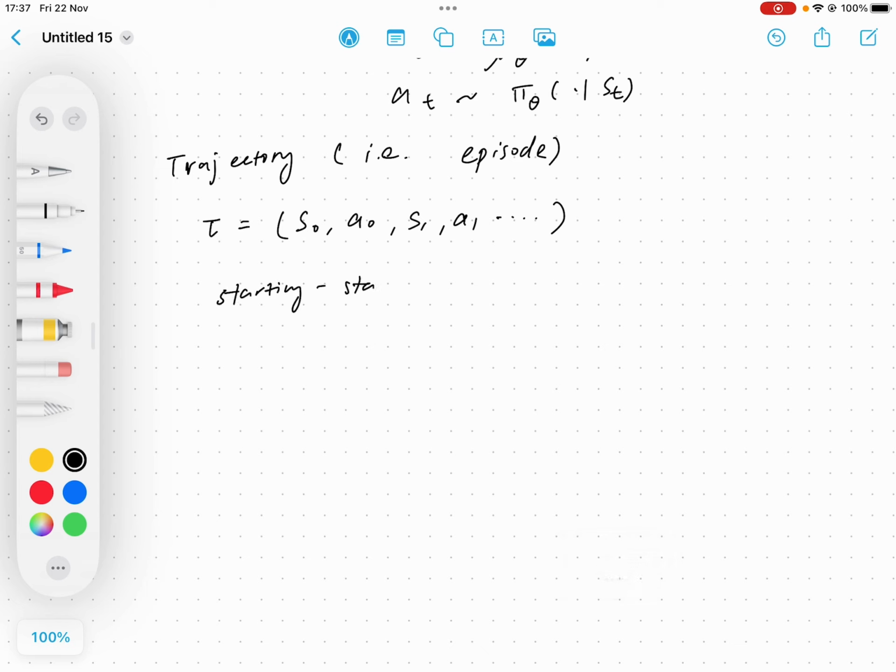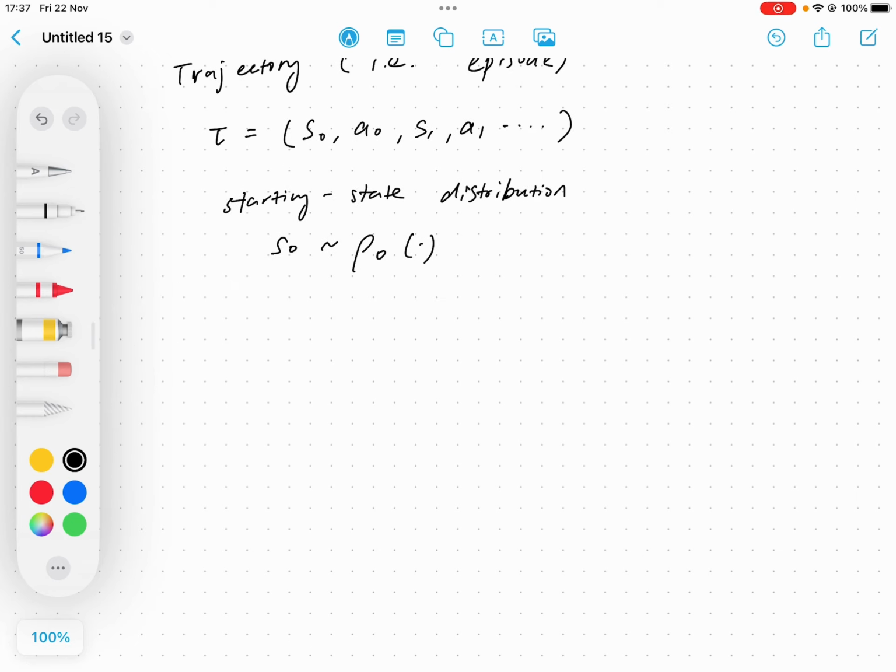Starting state, like sort of the prior probability distribution, right? S0 has a distribution according to this rho 0, which should be just some PDF, right? Okay, so good. Now we have the trajectory or the episode.